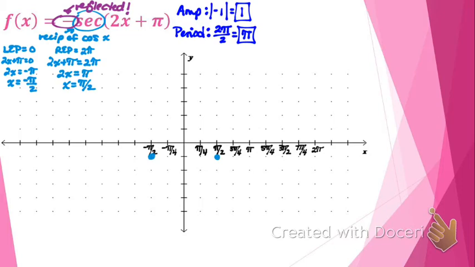Okay, so we're below on both of those. Where's my high point then? 0. Do you guys want the second period to go to the left or to the right of this? Sounds good to me.